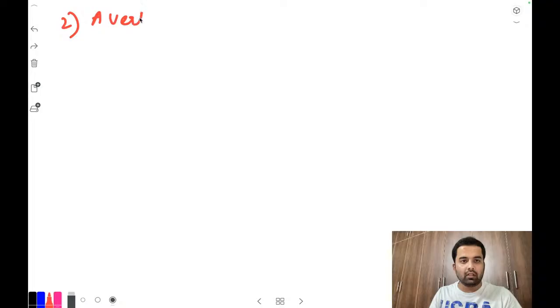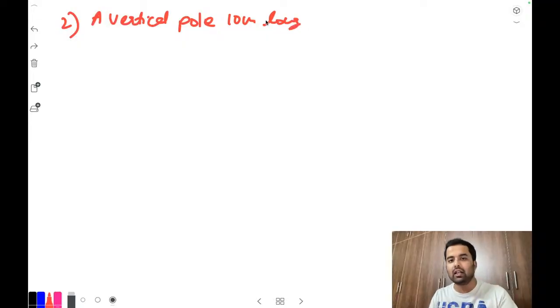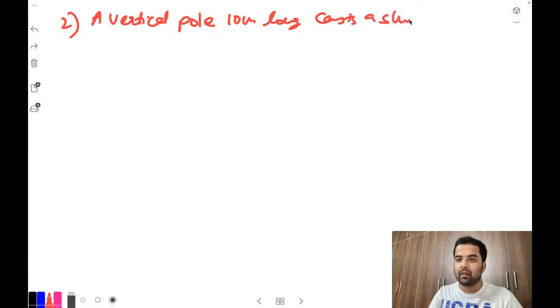A vertical pole, this is kind of a long question, but still I will write it: a vertical pole 10-meter long. Try to understand which value this is. I hope you all got the answer in your mind. It is a perpendicular value, right? 10 meter will be the perpendicular value. Shadow of length 5 meter on the ground.